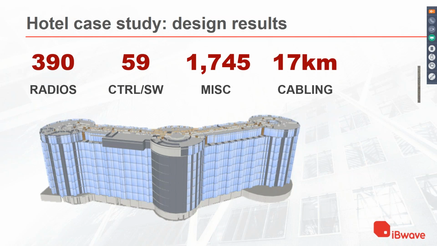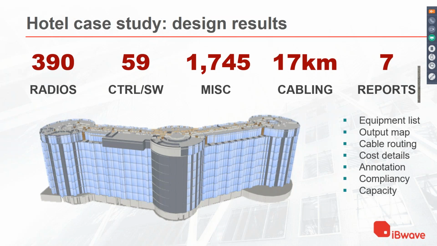So quite a lot, and quite a lot of reports were generated as well. This was certainly the case for this design and this venue, but it's the case for every other venue that was designed as part of this project. So a total of 7 reports: an equipment list, different output maps, I've got a couple of examples later on, a cable routing report, cost, annotation, a compliancy report, and a capacity report as well. So those were the high-level results of this design.